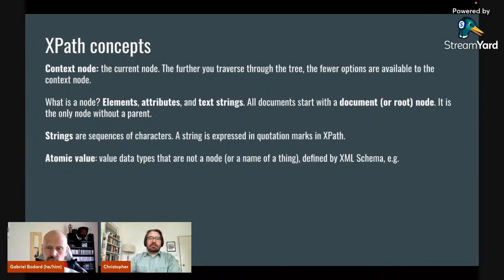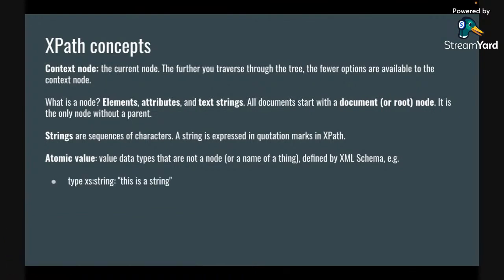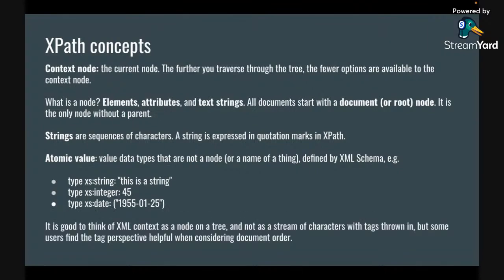Atomic values are also important. They're value data types that are not nodes. So they're not names of particular things defined in the XML, but they're rather data types defined by the XML schema. So here are just a few simple examples. XS string indicates a string, XS integer indicates a number, there's a date, there's also decimal and Boolean value for true or false. So that's what atomic values look like when you're dealing with XPath.